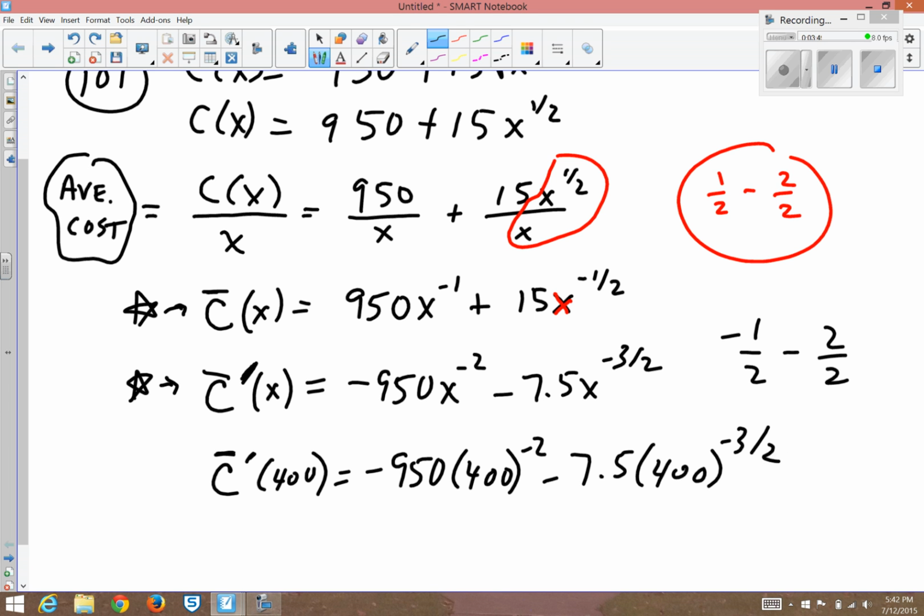I'm going to put this in the calculator. Negative 950 times 400 raised to the negative 2 minus 7.5 times 400 raised to the negative 3/2, and we get negative 0.006875. That's the rate at which the average cost is changing when X is 400.